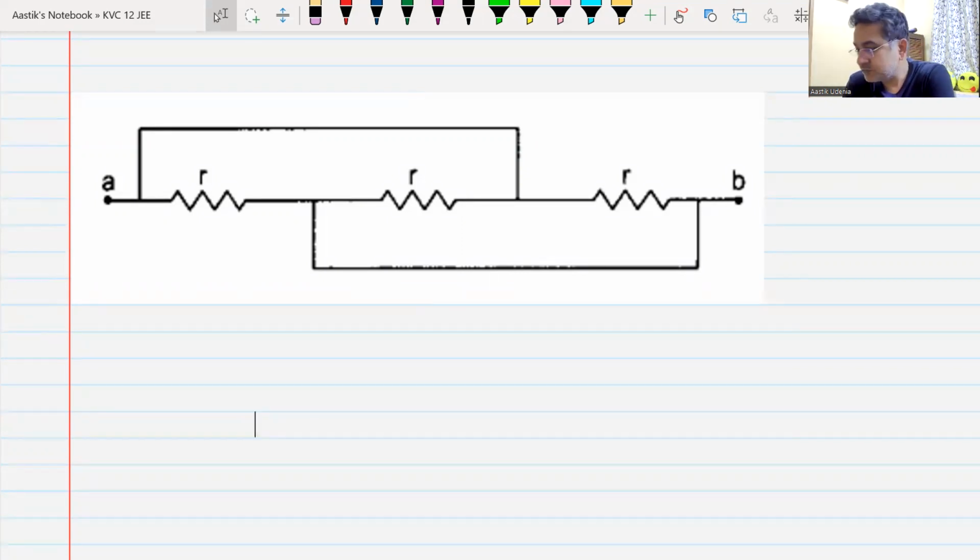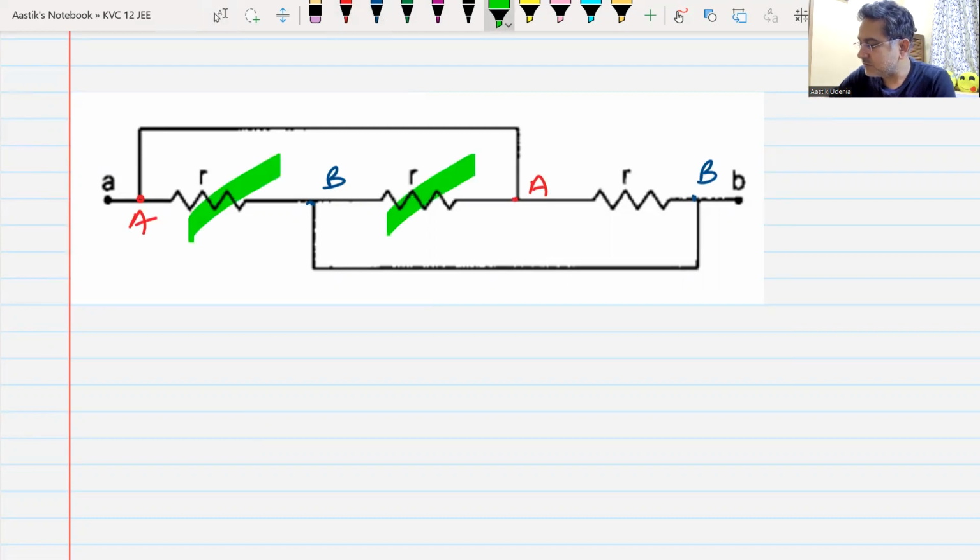R by 3, sir. Why is it R by 3, sir? Because it is the same as the capacitance. If this point is A, this point is also A. Yes, they are connected in parallel. This point is B, this point is B.